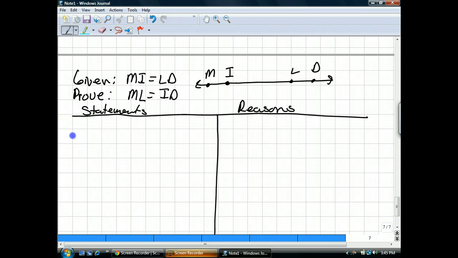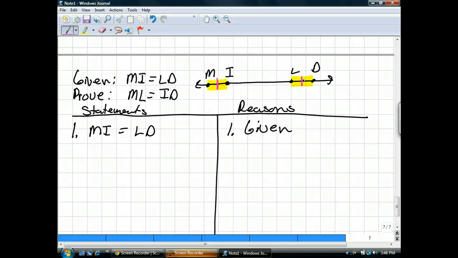Most of the time, I would say about 99% of the time, your first statement is going to be the given: length of MI equals length of LD. And we can say that because it was given to us. Now we look at the picture and see what that tells us. Length of MI equals length of LD, so this segment is congruent to this segment, or has the same length, I should say.